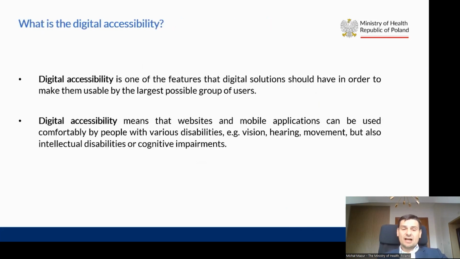And what is digital accessibility? Digital accessibility is one of the features that digital solutions should have in order to make them usable by the largest possible group of users. Digital accessibility means that websites and mobile applications can be used comfortably by people with various disabilities: vision, hearing, movement, but also intellectual disabilities or cognitive impairments.